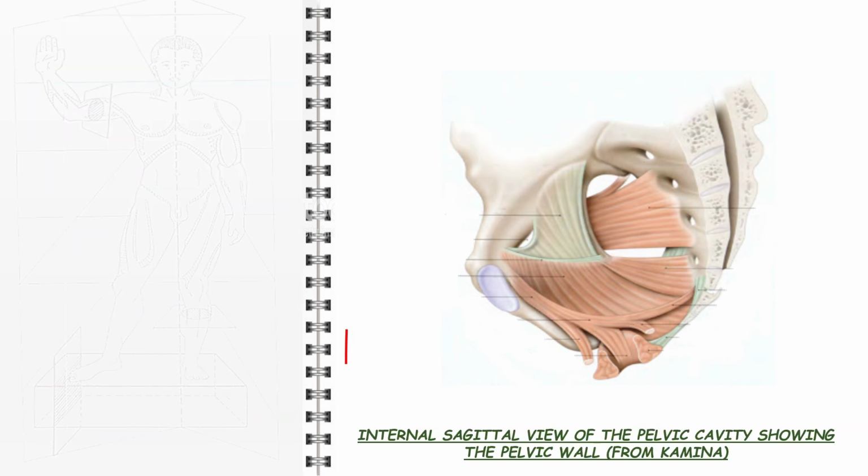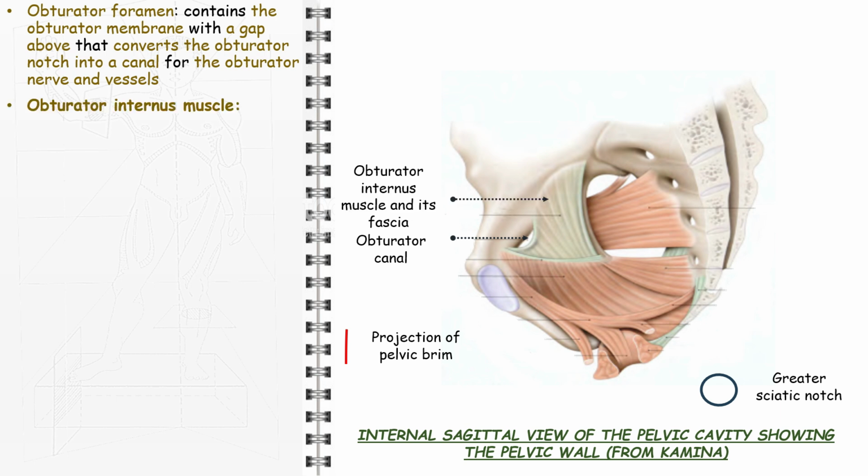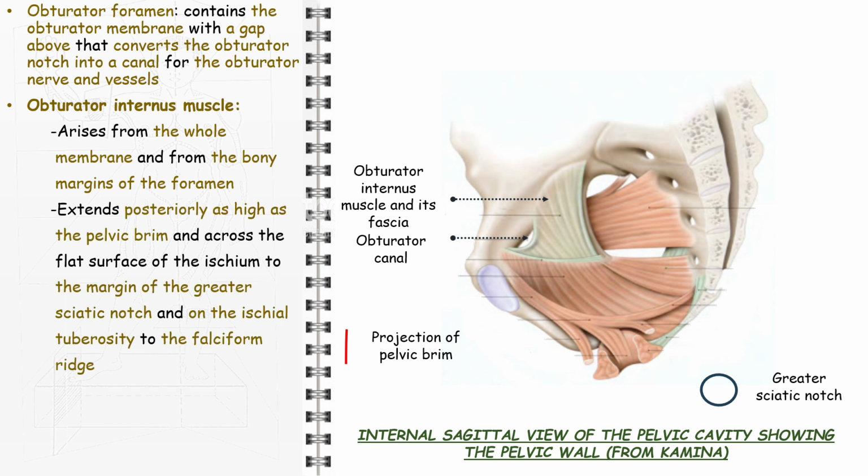The large obturator foramen contains in life a felted mass of fibrous tissue, the obturator membrane, with a gap above that converts the obturator notch into a canal for the obturator nerve and vessels. The muscle arises from the whole membrane and from the bony margins of the foramen. The origin extends posteriorly as high as the pelvic brim and across the flat surface of the ischium to the margin of the greater sciatic notch. On the ischial tuberosity the origin extends down to the falciform ridge.